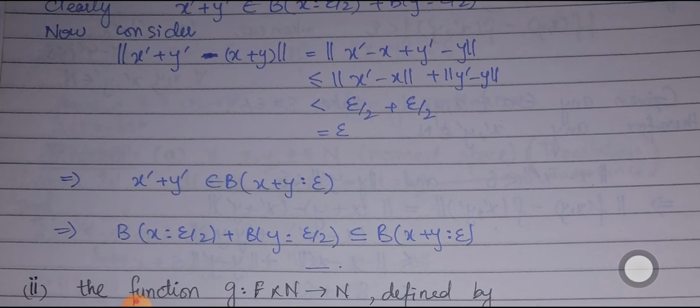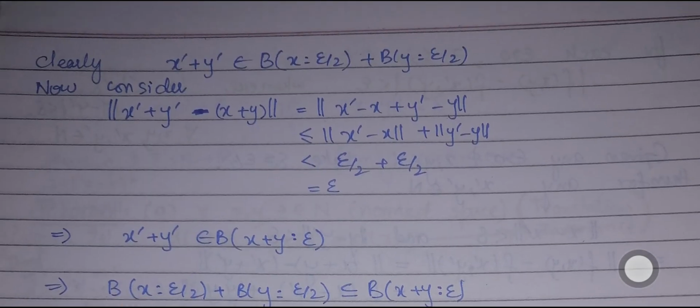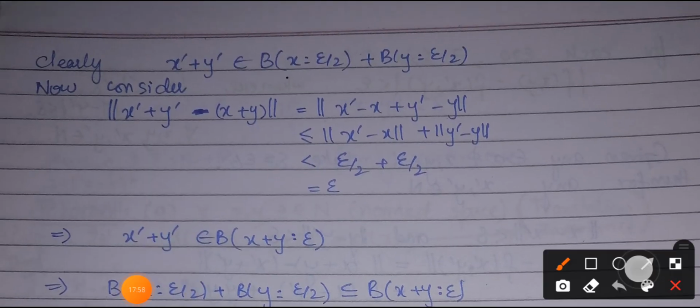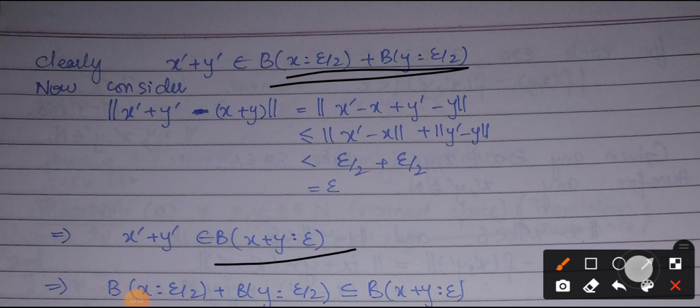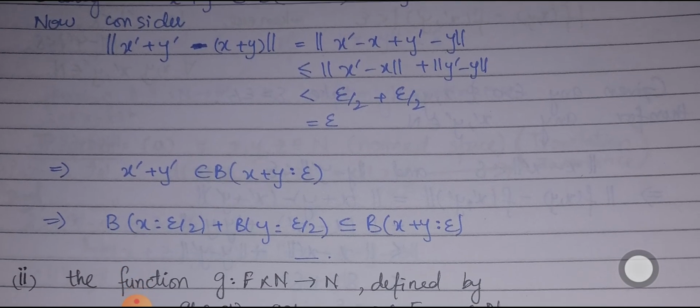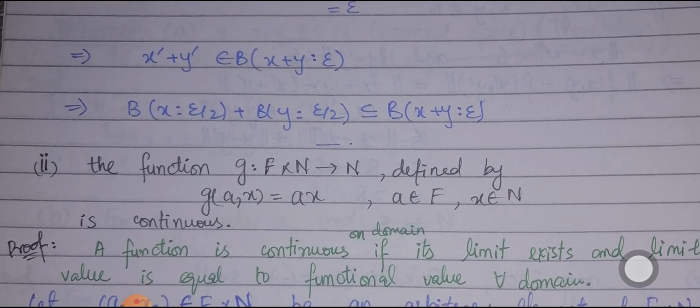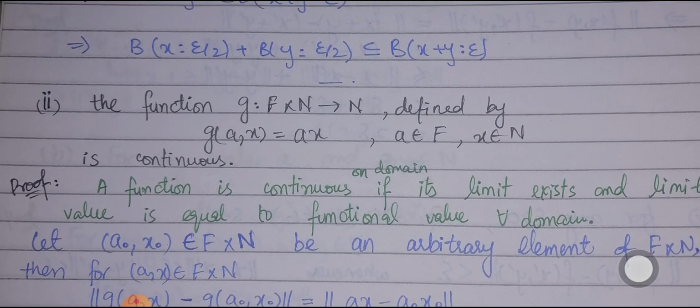This is what we have to prove, that this addition set is a subset of the open ball, because any arbitrary element belonging to this set is also an element of the open ball centered at x plus y with radius epsilon. That's why the proof is complete over here. Now this is the second proof that you have to complete on your own.